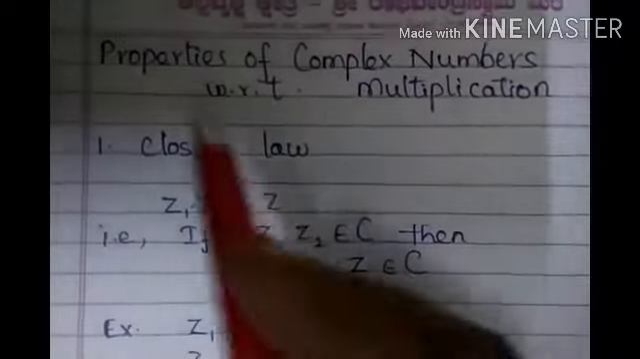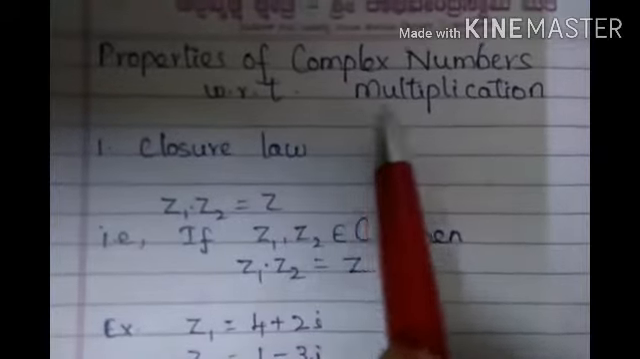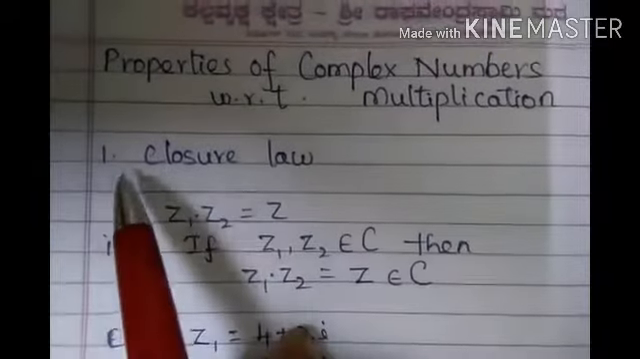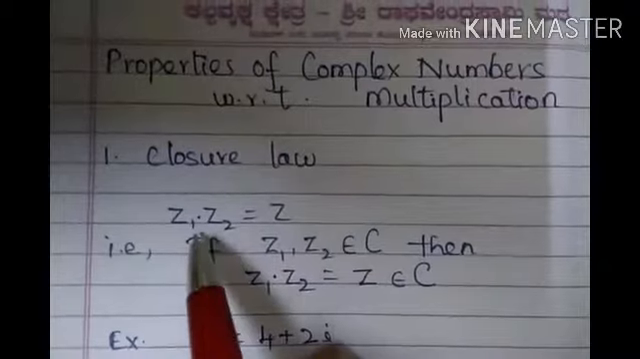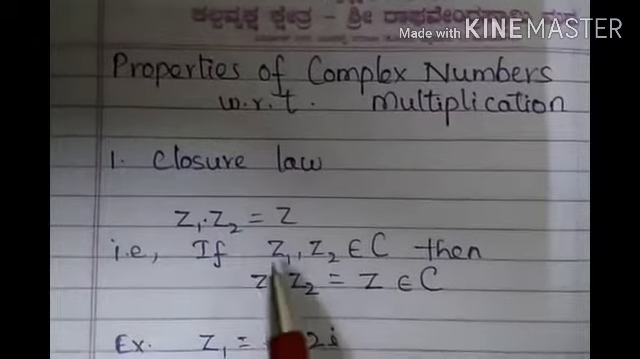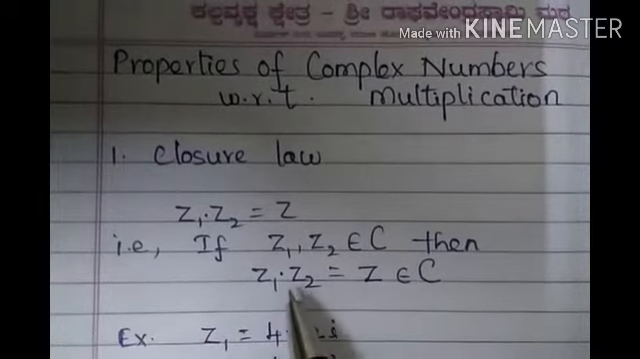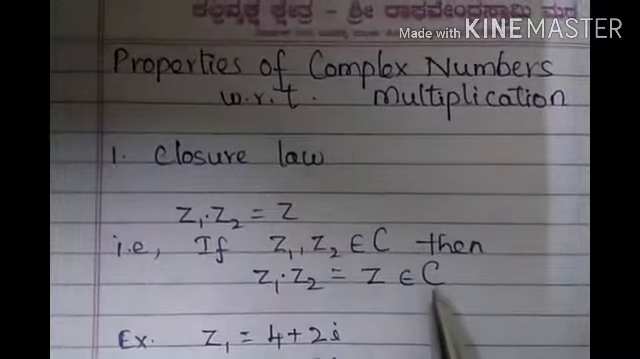Good morning students. Today I am going to discuss properties of complex numbers with respect to multiplication. The first one is closure law: Z1 into Z2 equal to Z. That is, Z1 and Z2 are two complex numbers, then the product of these two complex numbers is again a complex number.